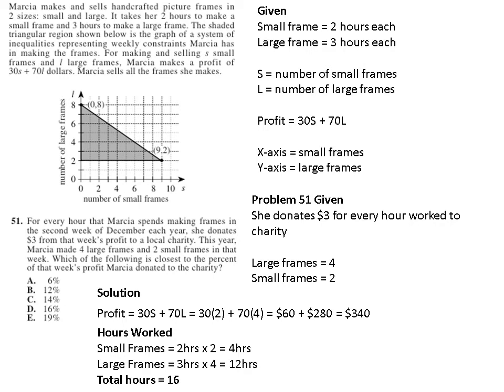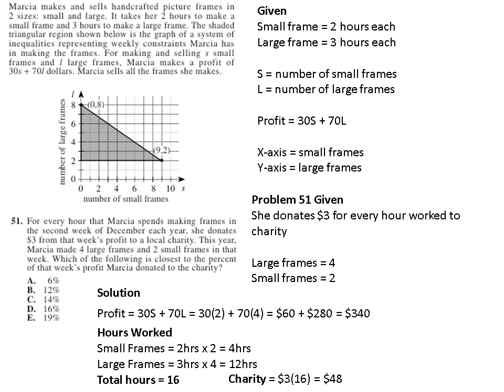We also need to figure out what she donated to charity. So we need to figure out how many hours she took to make each of these frames, because she donated $3 for every hour worked. For every small frame, she worked 2 hours, so 2 hours times 2 is 4 hours dedicated to the small frames, and 3 hours per large frame, so 4 frames made is 12 hours. So she worked a total of 16 hours making frames.